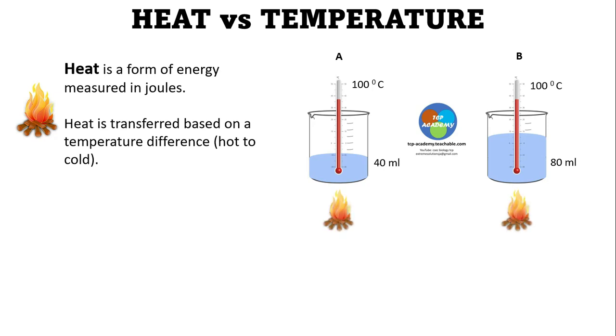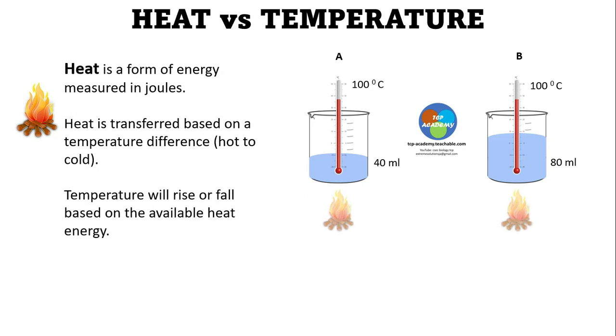You can relate to this by putting a pot onto the fire. The water was somewhat colder at room temperature, but as we apply the heat energy, that's a fire under the pot, then the temperature of the water would have increased based on the heat energy that is being supplied to the pot, as is seen here with the beakers. Temperature will rise or fall based on the availability of heat energy.